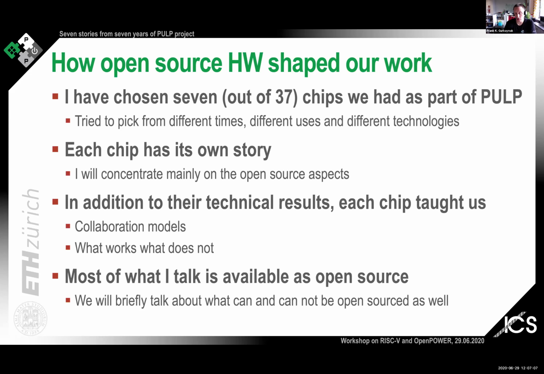So in addition to what we learned from their technical results, we also learned a lot about collaboration models, what works and what does not. Most of what I talk about is available as open source, not all. There are reasons for that. Some of them we are not allowed to open source because there are some NDA restrictions on them. Some of them are not ready. In the morning, there was a question about ARA. ARA is one such case. It's not open source, not because we are trying to keep it secret or make money off it or something else. It just needs a little more work. Mainly, it needs the vector spec to stabilize a little bit.